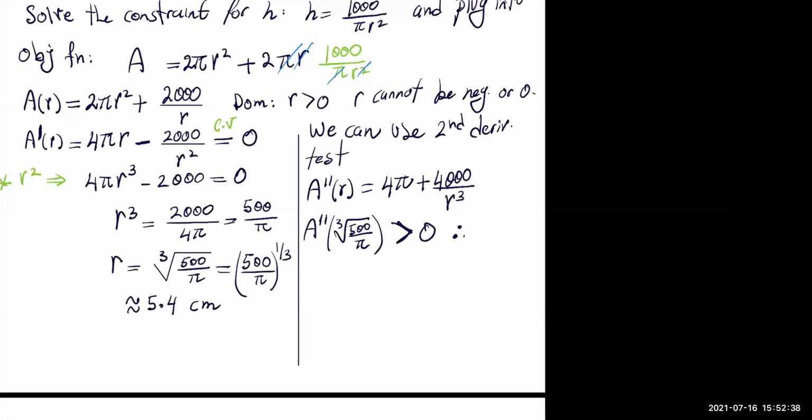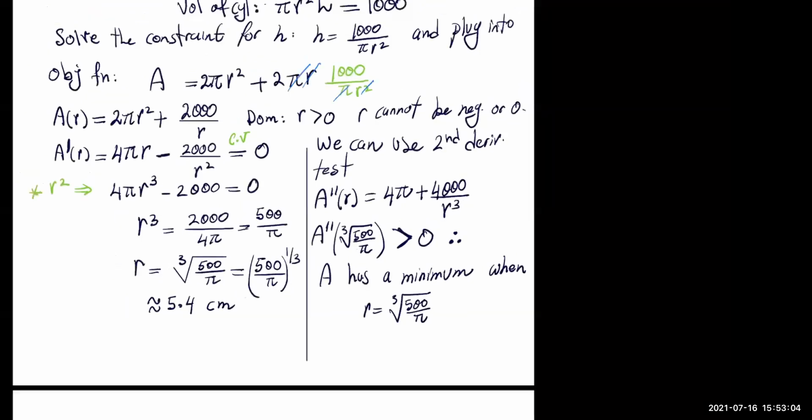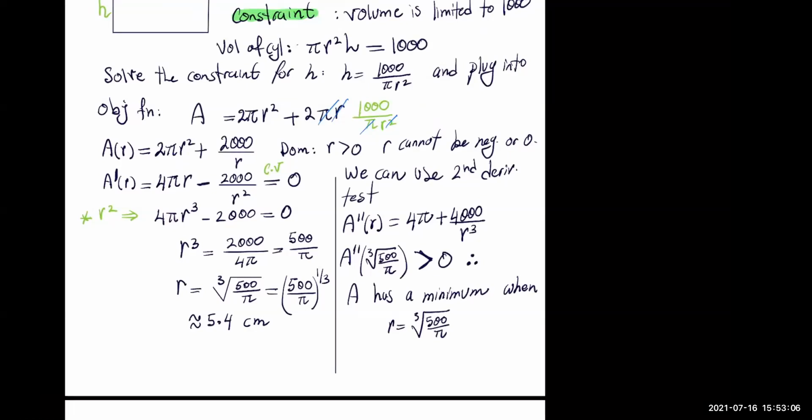Therefore, A has a minimum when r is equal to the cube root of 500 over pi. So that's what you choose your r to be to obtain the smallest surface area.